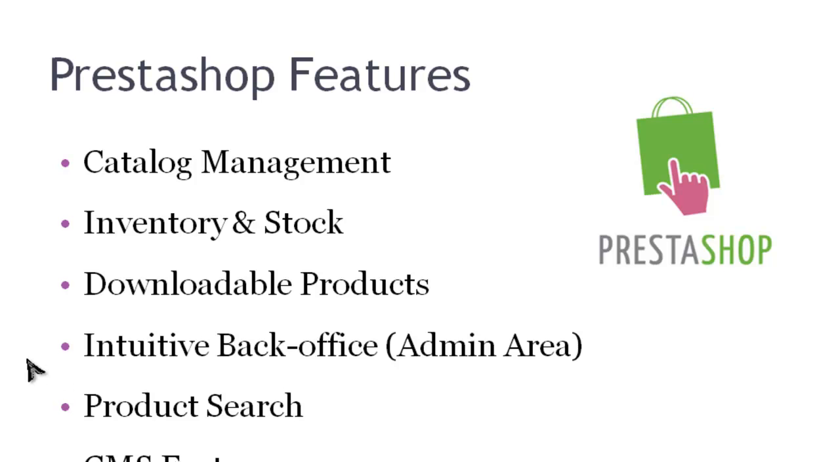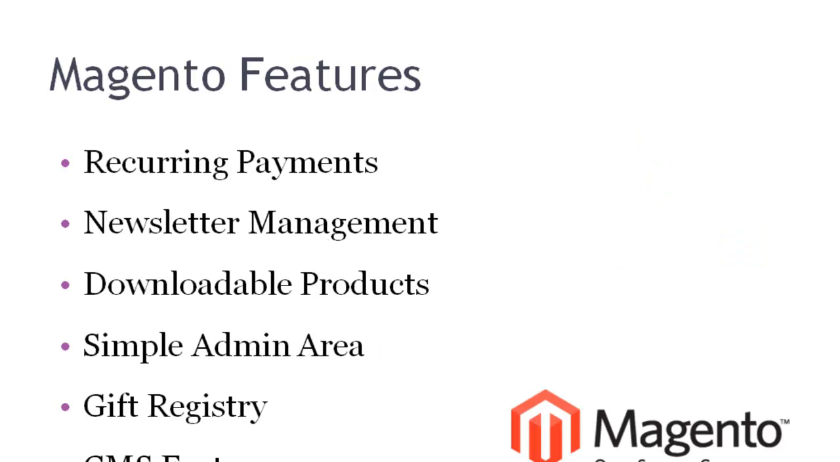Intuitive back office, which is what they call the admin area. And it's very user-friendly, very easy to use, and it's also very powerful. Product search, any e-commerce platform should have a good product search in place. And CMS features is another thing that makes PrestaShop great. It has a built-in CMS, so you can have privacy policy pages or about us, contact forms, stuff like that. So PrestaShop is one option. Another option is Magento, which is one of the most popular platforms.